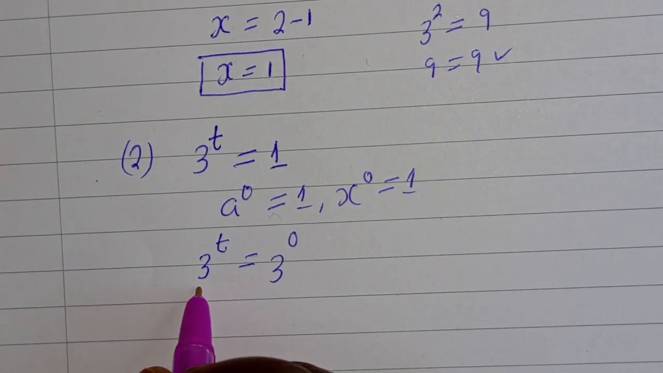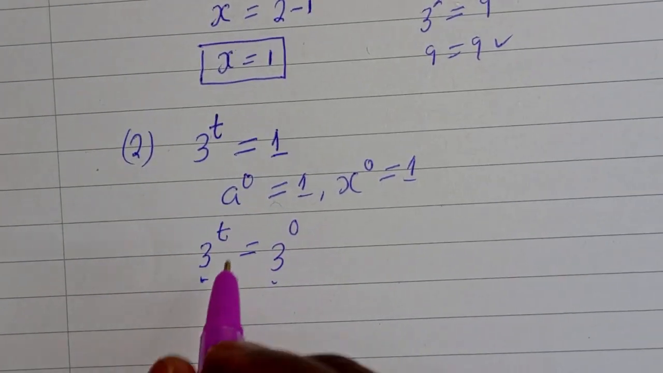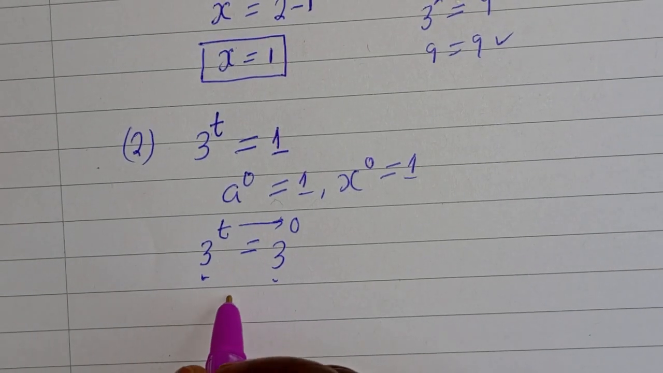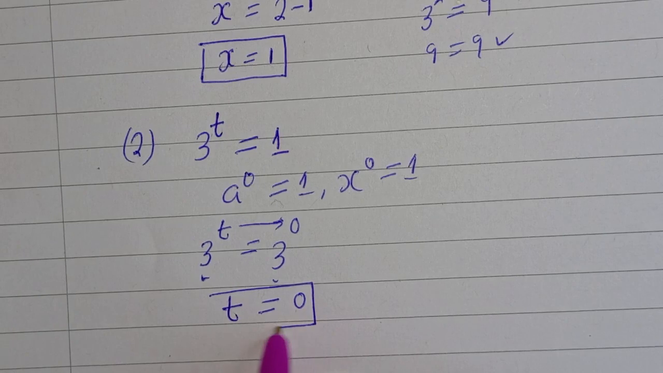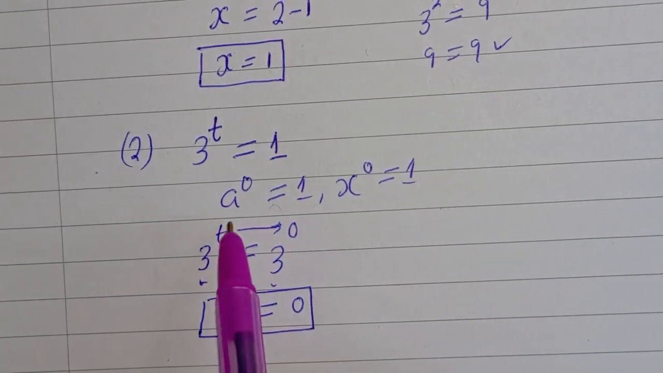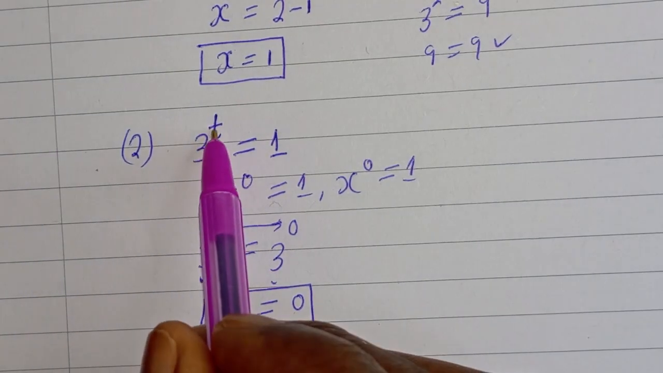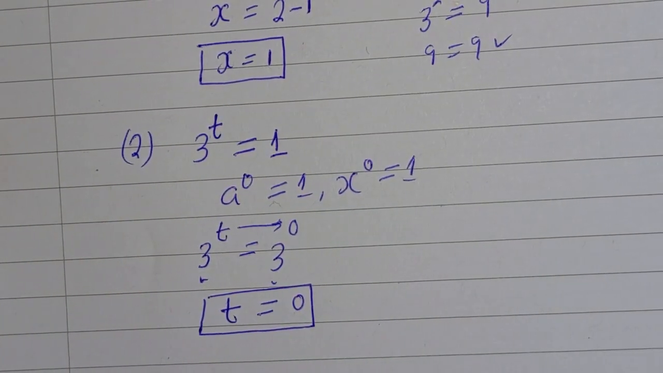Now, as you can see, they have the same base. We equate the exponent. Therefore, t is equal to 0. This is the final answer. You can also check to confirm: if you put 0 here, we know that 3 raised to power 0 is equal to 1.